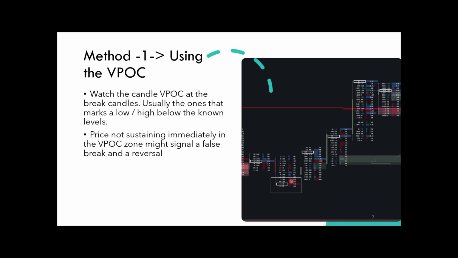So a very quick and effective technique is to watch if you are able to hold into the VPOC or not of the breakaway candle. So find your breakaway candle which has broken down below a level, and see whether price is holding into the VPOC or not. If price is not holding below the VPOC of that candle, it is a very early sign that this could be a false breakout or breakdown, and you might want to reverse or close the trade.